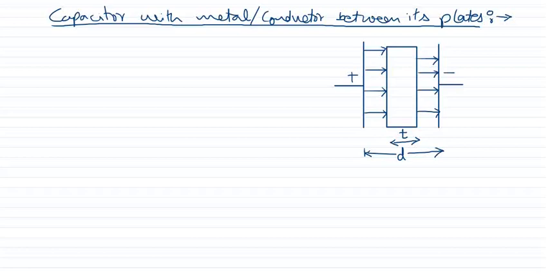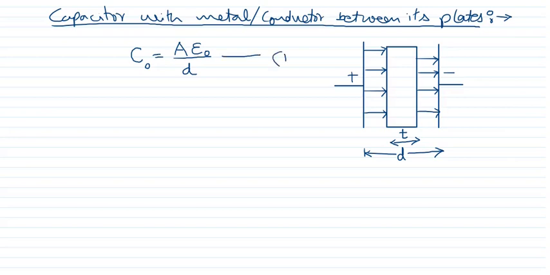Now we are going to discuss the article: capacitance of a capacitor with the conductor between its plates. Now you can see that I have drawn the capacitor with the capacity C naught, area of the plates A. When there is nothing between the plates, there is a vacuum or air, and D is the spacing between the plates. So therefore the capacity of the capacitor will be A epsilon naught upon D.